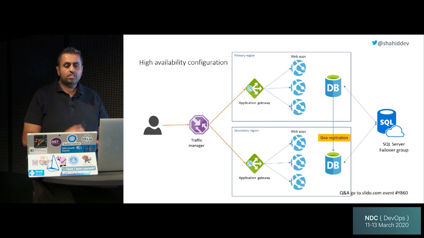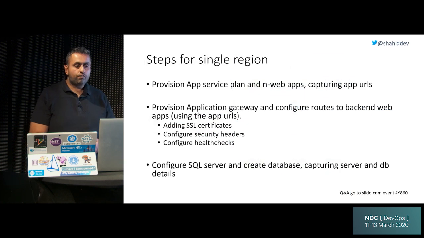So let's have a think about the steps we need to do to get this to work, and then think about how we would have done this using the templating approach. First of all, we need to provision an app service plan, and then provision any number of web apps. With this client, they sometimes have a variable number of web apps they have to deploy.